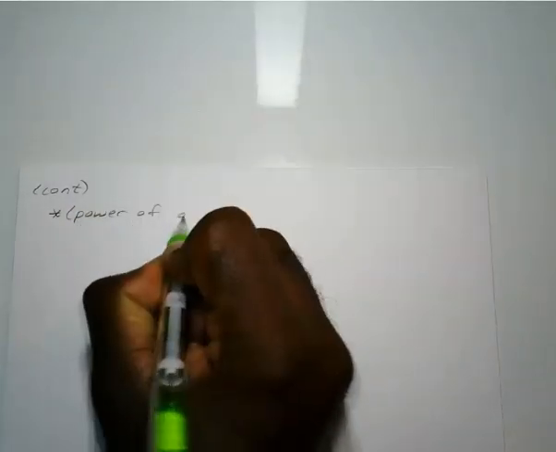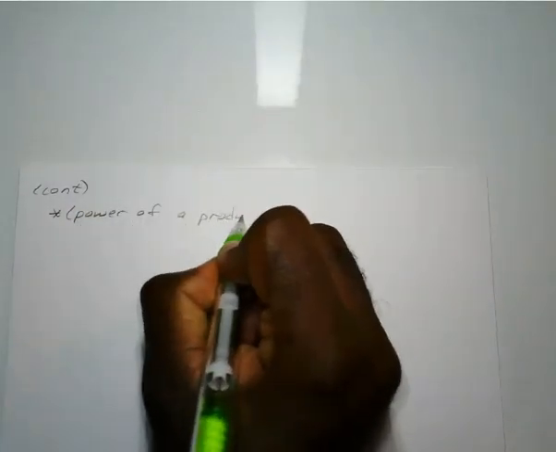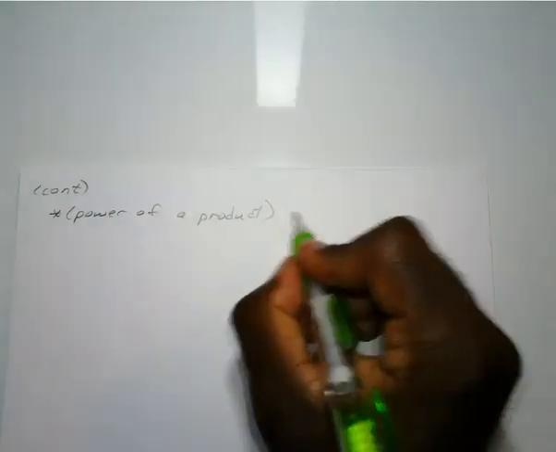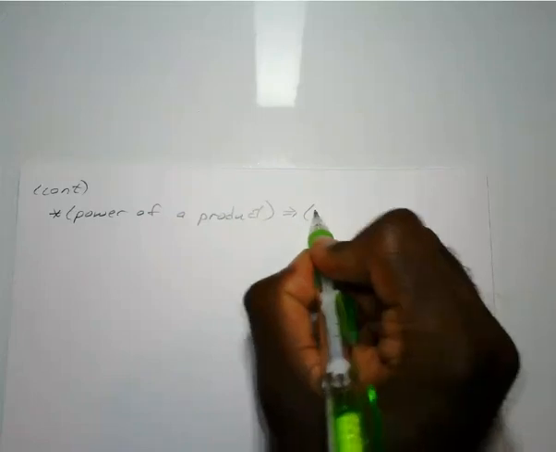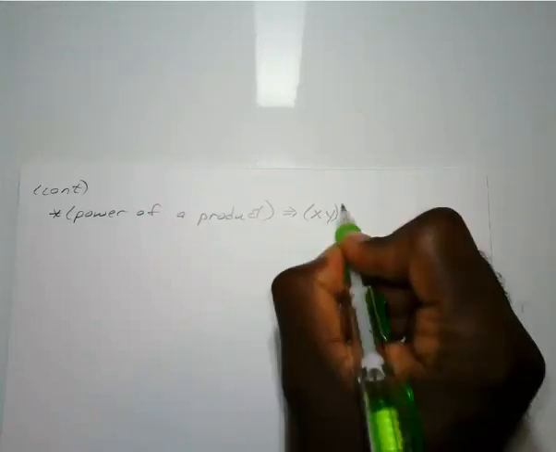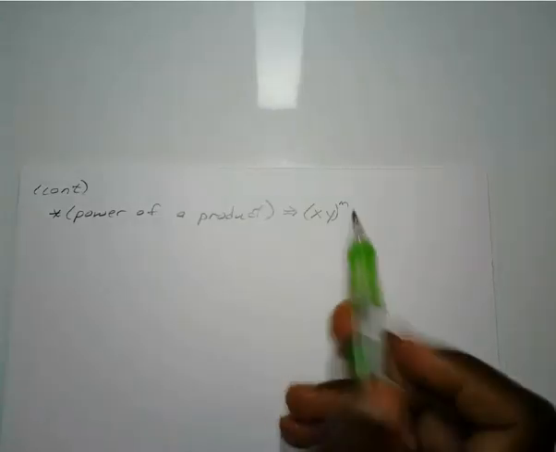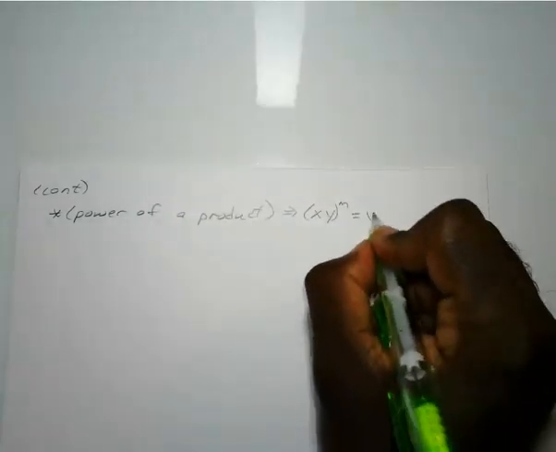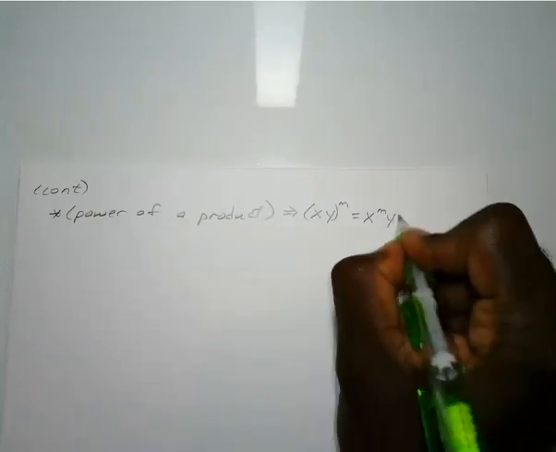Alright. So now we're going to look at the power of a product rule, which states that if you have, let's say, x times y to the power of m, you're just going to distribute that exponent to both of those factors. So that's x to the power of m times y to the power of m.